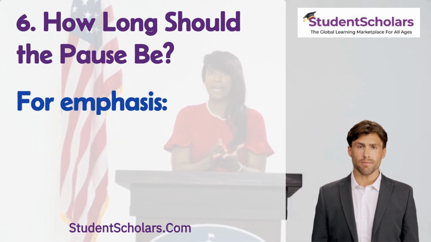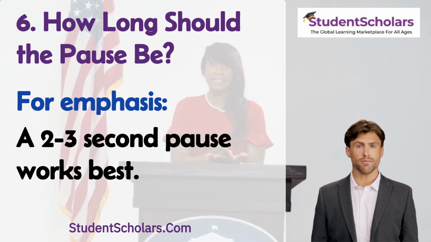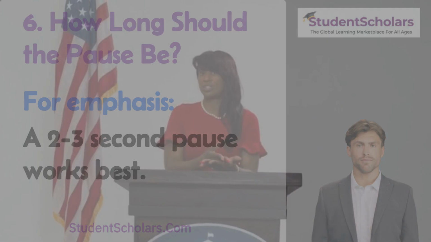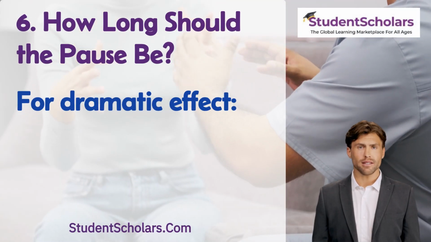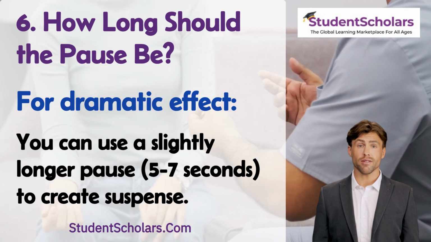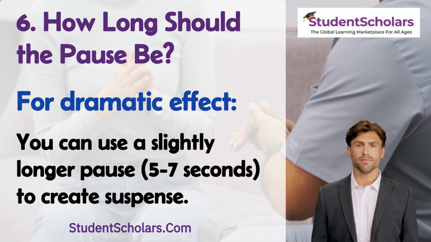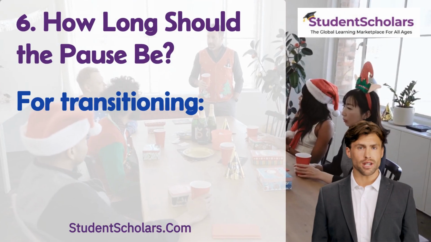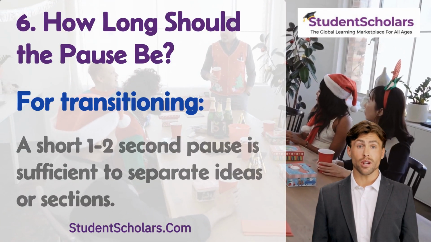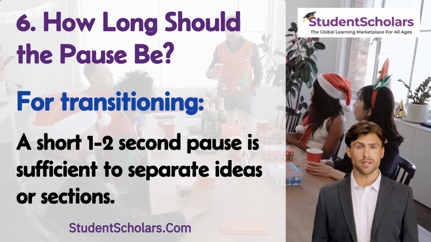For emphasis, a 2 to 3 second pause works best. For dramatic effect, you can use a slightly longer pause, 5 to 7 seconds, to create suspense. For transitioning, a short 1 to 2 second pause is sufficient to separate ideas or sections.